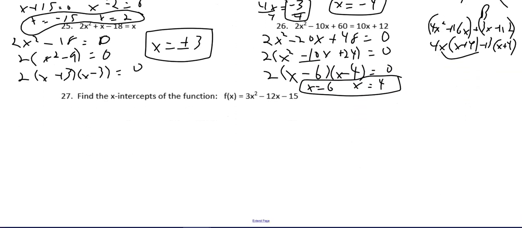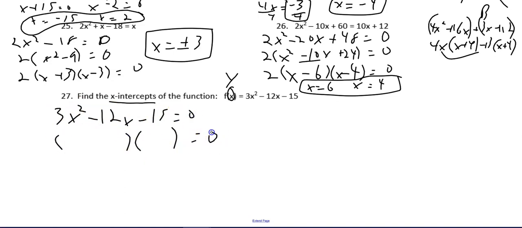Last one on this page, this is the same thing as if this was 0, okay? Or if it's y, they all mean the same thing. But we're finding the x-intercepts, which are the solutions. Remember this term and the word solutions and roots, all the same thing. So basically, I have 3x squared minus 12x minus 15 equals 0.